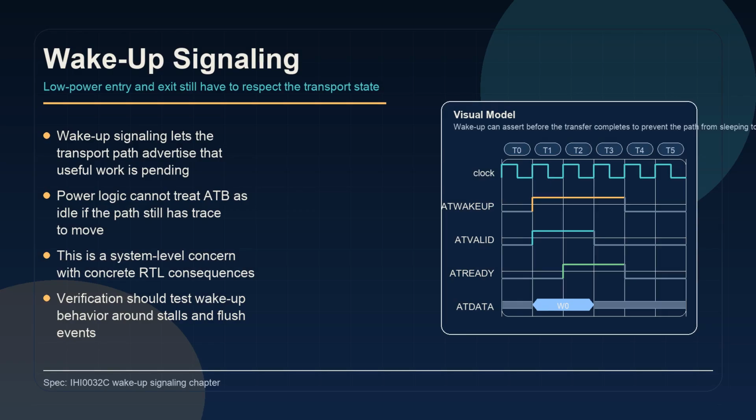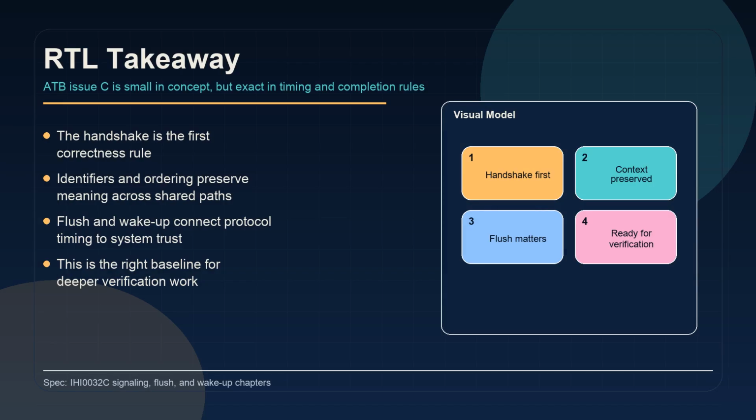Wake-up signaling matters because transport state and power state are linked. The system must not power down a path that still has trace waiting for acceptance. The RTL takeaway is that ATB is conceptually small but not casual. Handshake, context, flush, and wake up all have to line up if the trace result is going to be trustworthy.